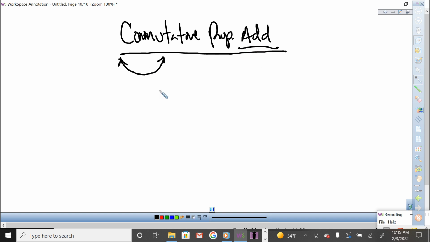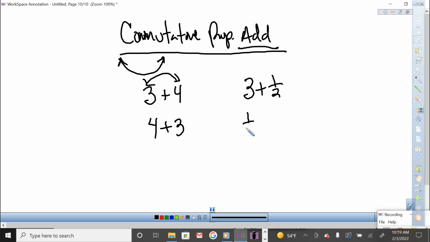For example, if I gave you the numbers 3 plus 4, commute means that I can make these numbers travel or move, and the outcome is still the same. 3 plus 4 is the same as 4 plus 3. Can I do that with fractions? Yes. 3 plus 1/2 is the same as what? 1/2 plus 3. Does that make sense? Okay, so that's the first thing that I just want to elaborate on.